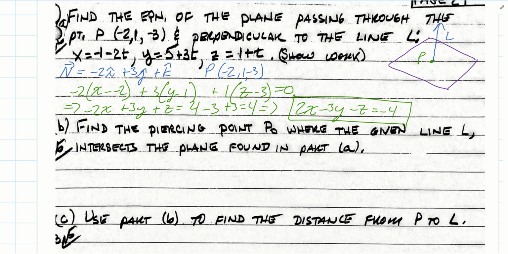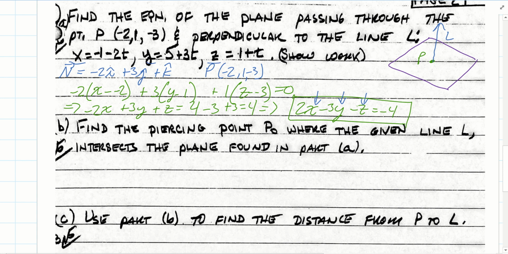Now it says, find the piercing point P0 where the given line L intersects the plane found in part A. So to do that, what you have to do is look at the equation of your plane and substitute for each of your x, y's, and z's. Because we're just trying to find the point where each of these points satisfies the equation, because there's only one point in which the line L will intersect with the plane. So it's going to be whenever everything here in the x, y, and z satisfies the equation of the plane.